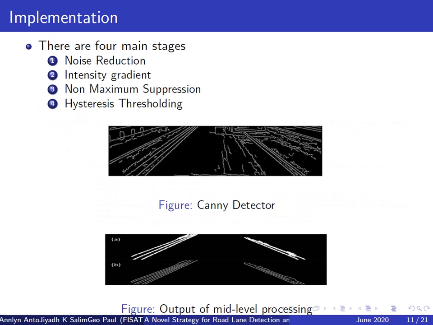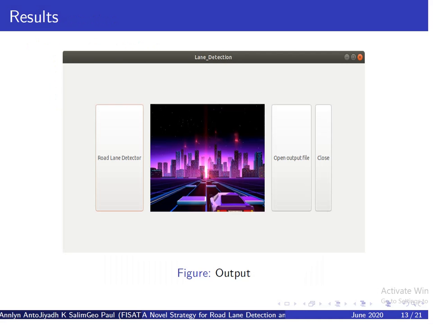There are 4 main stages to the canny detector. First is the noise reduction step, second is the intensity gradient step, third is the non-maximum suppression step, and the fourth is hysteresis thresholding. And following is the output from the canny detector. So this is the output of our program. This is the interface window of our program.